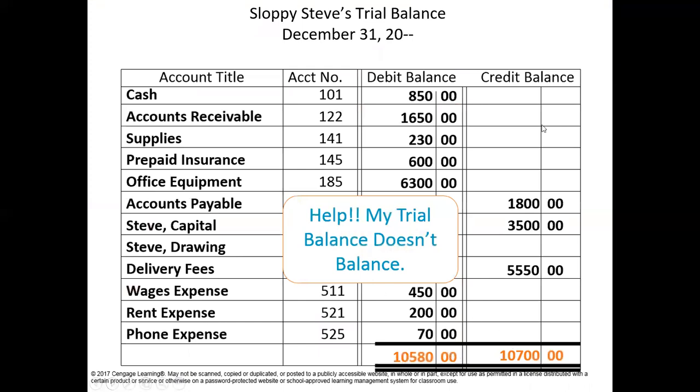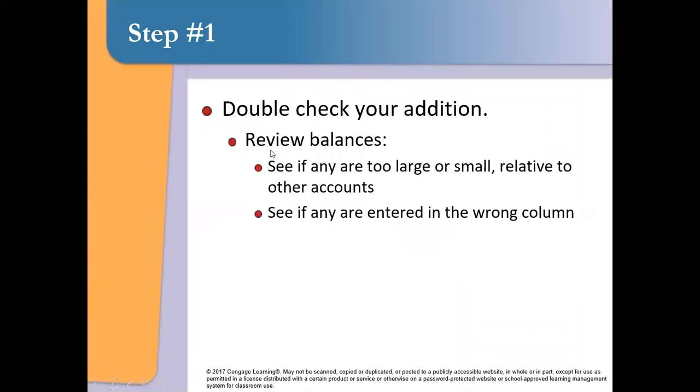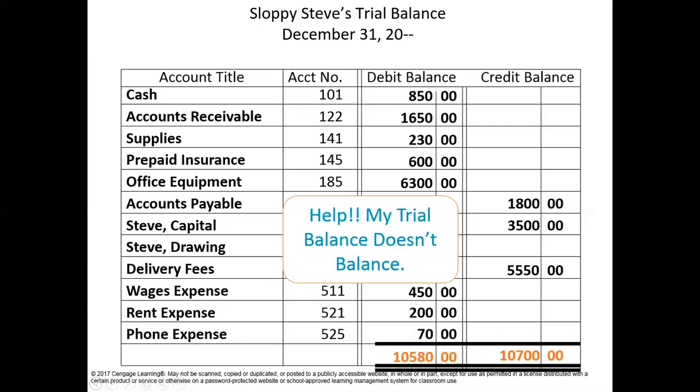Notice here, you take a quick look at the bottom. First thing you'll see is that the debits do not equal the credits. What happened? Well, we can go back and check our math first, hopefully we just added something wrong. And the first thing we'll do is look for anything too small relative to the accounts, anything that we entered in the wrong column. Was something a debit that should have been a credit? We put it in the wrong place. We check that first.